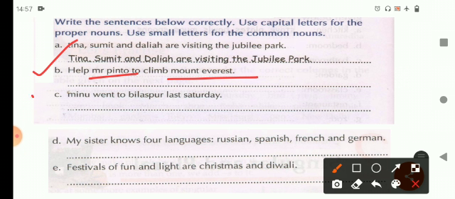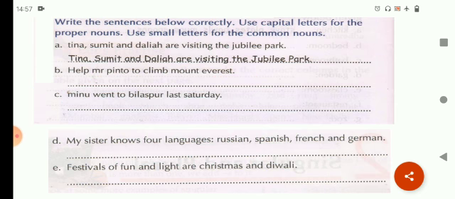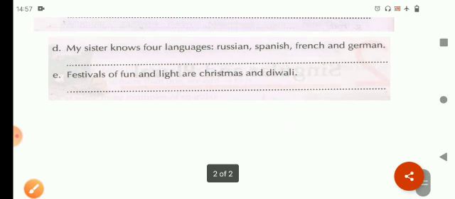In this way, the next one, see children. Meenu went to Bilaspur last Saturday. Meenu, name of a person, proper noun. Write M with a capital letter. Bilaspur, also write B with a capital letter. Saturday, proper noun, write S with a capital letter. Now children, rest of the sentences you can do in this way only.